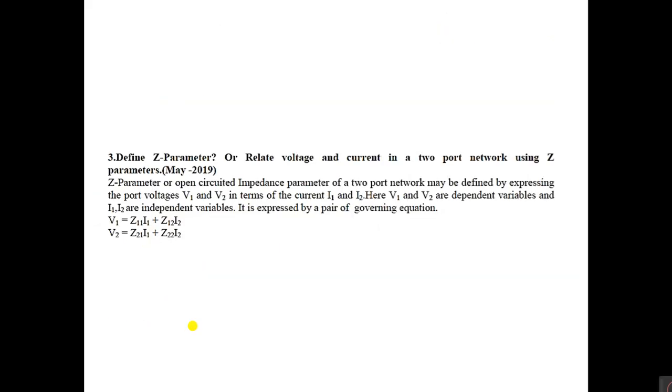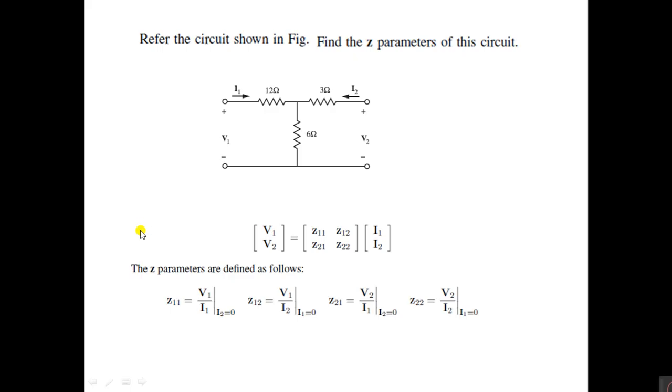Next, this one is a 2 mark question asked in May 2019. Relate voltage and current in a two-port network using Z parameter. Just simply write the equation. That is enough. You will get 2 marks. Right. Now we are going to discuss how to find the Z parameter from a given circuit diagram.